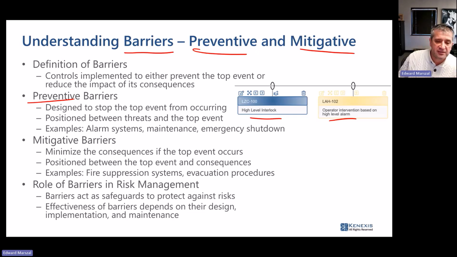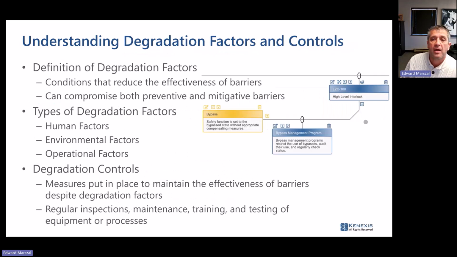So minimize the consequences. So fire suppression systems, evacuation procedures, containment dikes, emergency scrubber systems are all examples of mitigative barriers. Okay, so barriers act as safeguards to protect against the risks, and we need to document them.